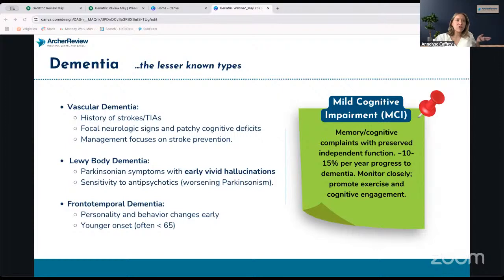Whereas Lewy body dementia is more associated with Parkinson's disease. So you're going to see those Parkinsonian symptoms, that shuffle, the shaking, and early vivid hallucinations. That's like a keyword for Lewy body dementia. If you ever get a question on your boards that talks about early vivid hallucinations and cognitive decline, you should automatically be setting off warning bells for Lewy body dementia.